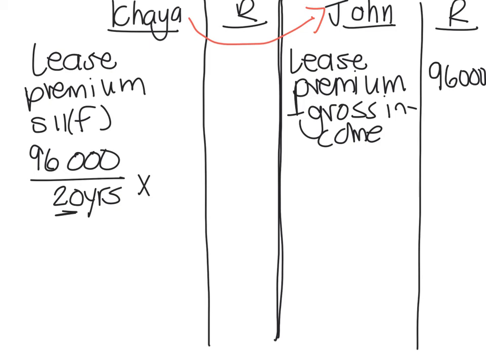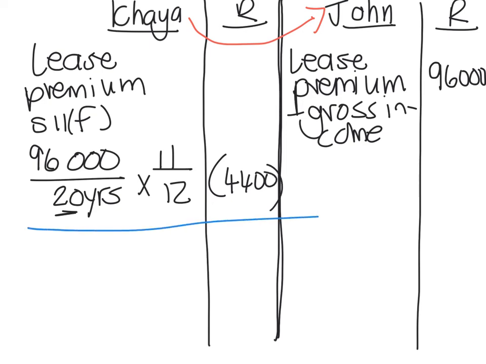Now, usually, in most cases, the lease premium follows the lease payment. The lease payment, the rental payment, in Kaya's hands, we deducted for 11 months because there's an argument that it's not a new trade. So the lease premium we'll calculate on the same basis. So we'll say 11 over 12, and that then is going to give me a deduction of 4,400 Rand.